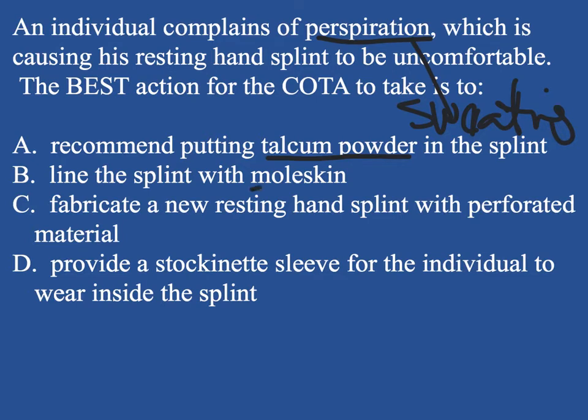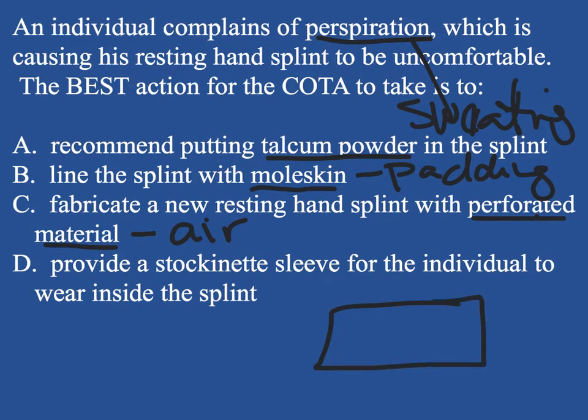The next term is moleskin, right? And if you remember from your book and in your lectures, moleskin is that kind of protective padding that you might add to a splint, and that's exactly what it does, it provides padding. Okay. The next term is perforated material. So the perforated material does allow for extra air into the splint, right? So it's going to be the material, draw a picture down here. If you have a big piece of splinting material, it's going to have a whole bunch of little holes in it.